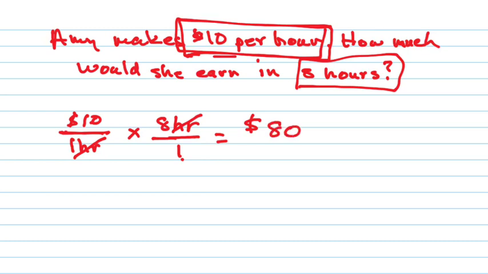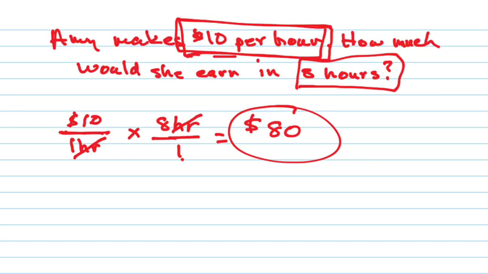In the bottom, it's 1 times 1, which is 1. Do I need anything over 1? No. So we can just ignore that. And so the total rate is $80. But if you don't have those units on there, it's wrong.